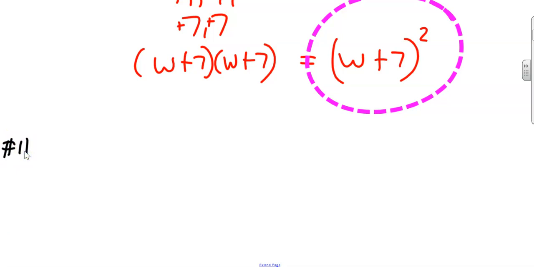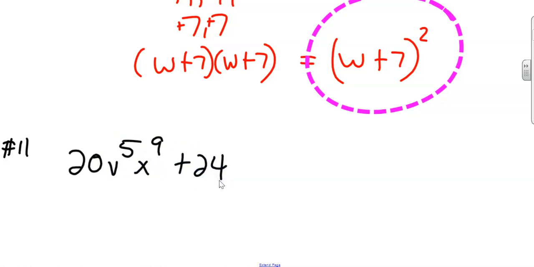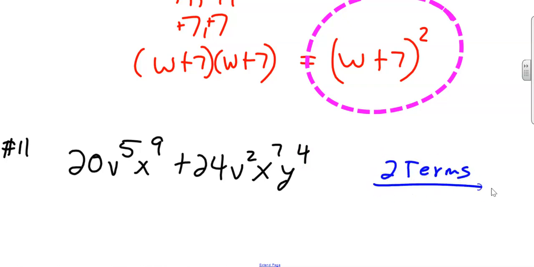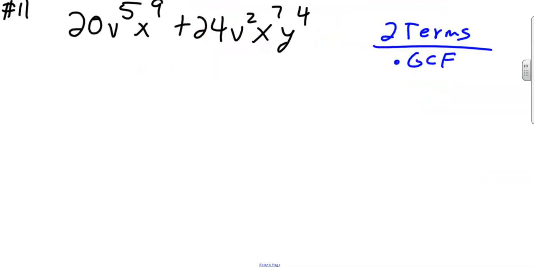Okay, number 11. Another factor. 20 v to the fifth x to the ninth plus 24 v squared x to the seventh and y to the fourth. Okay, two terms. So again, very first thing you're going to look for is the greatest common factor, which it's definitely got a lot of that.